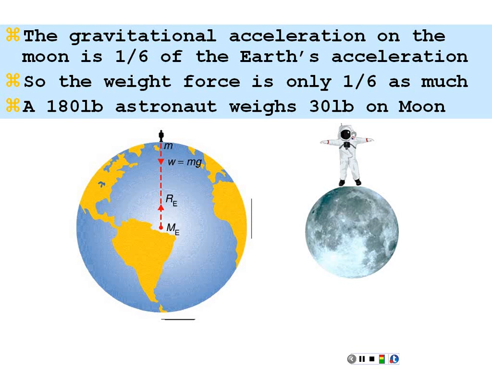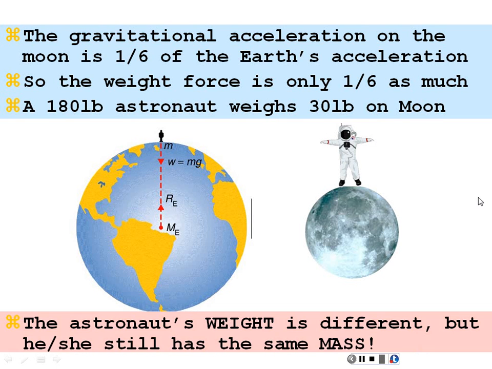In the old videos of the Apollo astronauts who went to the moon, they're carrying these large backpacks. Those backpacks, on Earth, weighed between 150 and 200 pounds, and when they get to the moon they're just bouncing around, no problem, because now those backpacks weigh about 30 pounds. So the astronaut's weight is different, but he or she will still have the same mass anywhere they go.